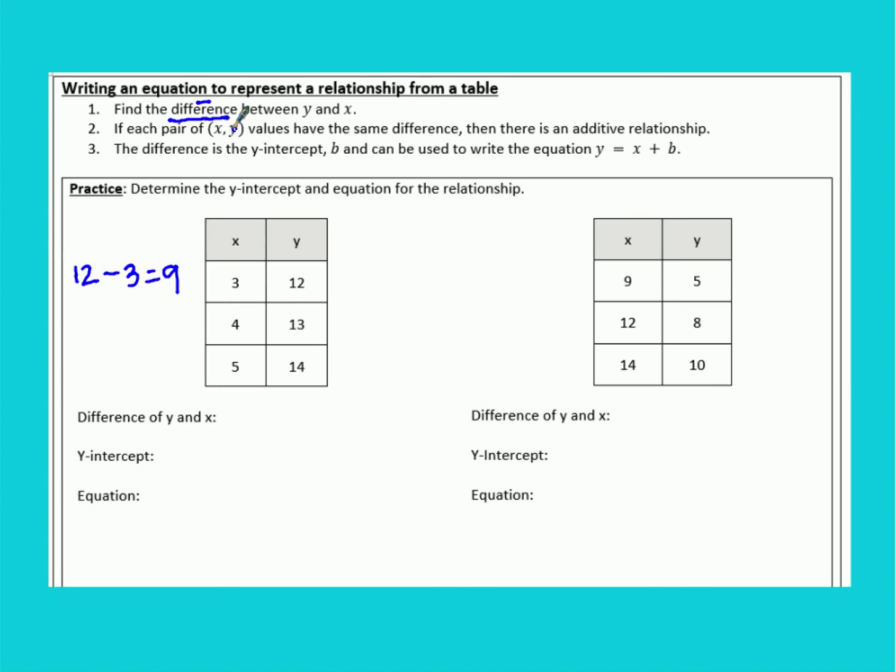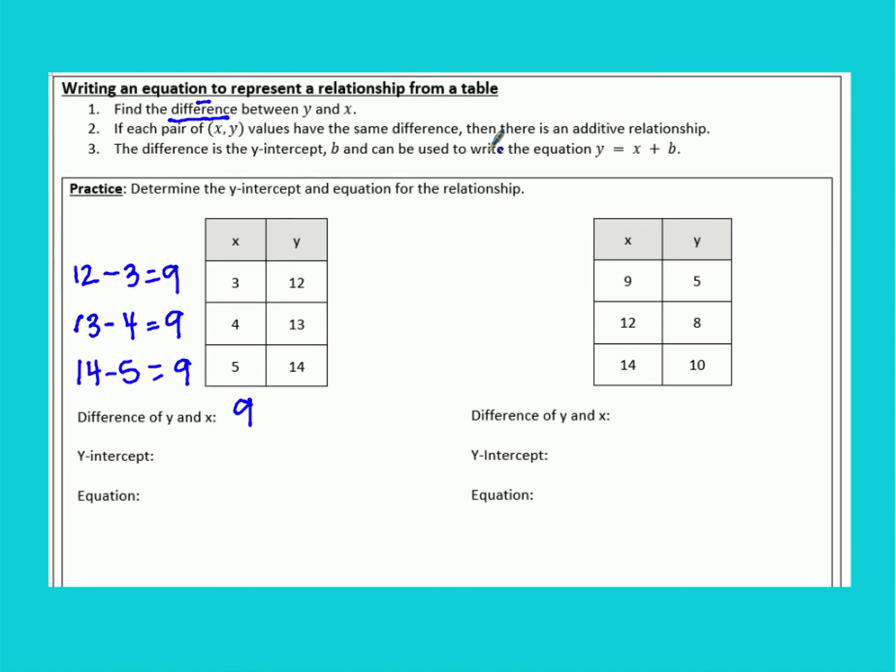Step 2 says if each pair of x and y values has the same difference, then there's an additive relationship. So we only checked it for one pair, we have to check it for the rest. The next y is 13 and the x is 4. 13 minus 4 is 9. Our last pair is 14 minus 5, and that again is 9. So yes, the difference of y and x every time here is the same. It's always 9, so this will be an additive relationship.